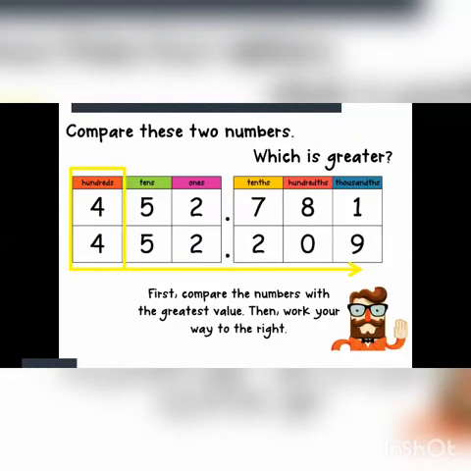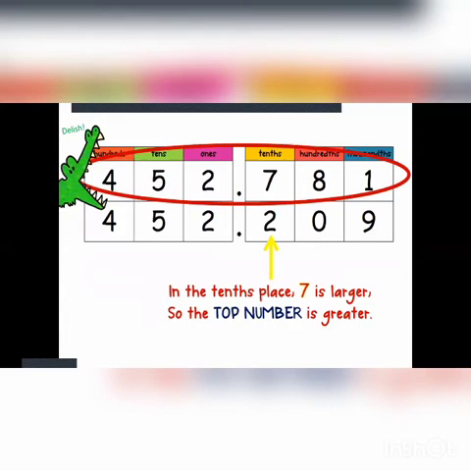Let's see the example. Compare these two numbers. Which is greater? 452.781 or 452.209. Compare the numbers with the greatest value. So, in the tenths place, 7 is larger. So, the top number, that is 452.781, is greater than 452.209.